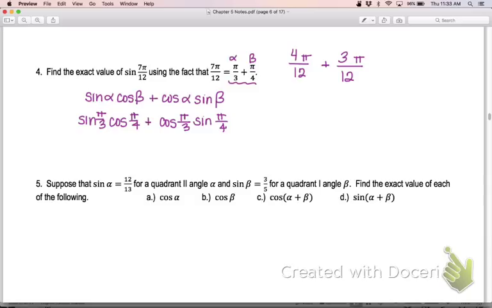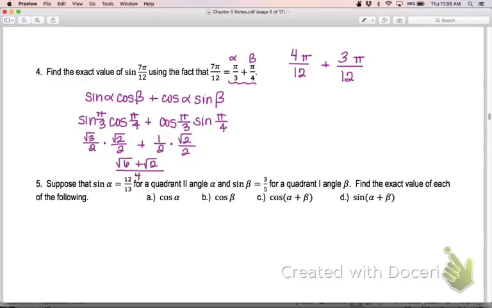So the sine of pi thirds, again, we go to our unit circle. Sine of pi thirds is square root of 3 over 2 times square root of 2 over 2 plus the cosine of pi thirds, which is 1/2, times the square root of 2 over 2. And you can see, again, we're going to get a common denominator of 4. So we end up with, oddly enough, the same relationship that we did on the first problem. Square root of 6 plus the square root of 2 over 4.